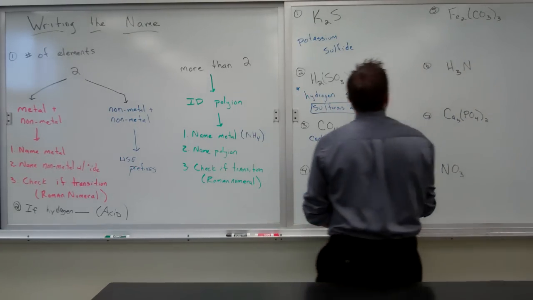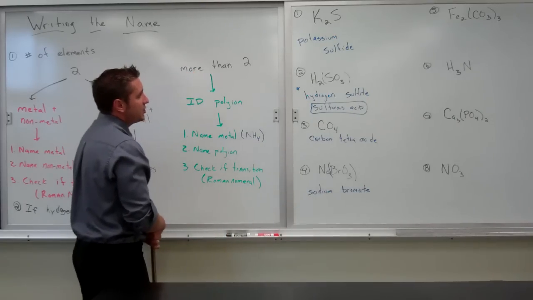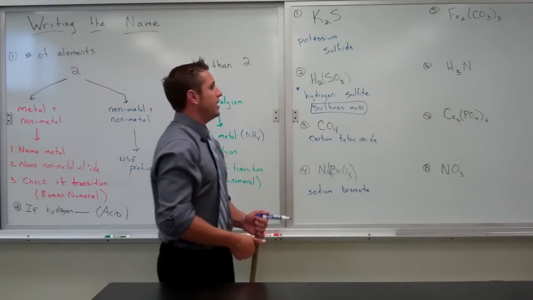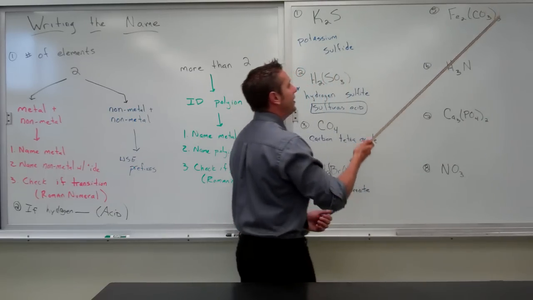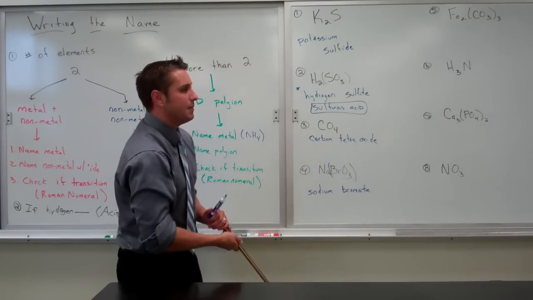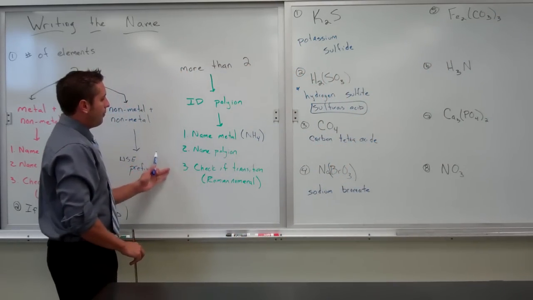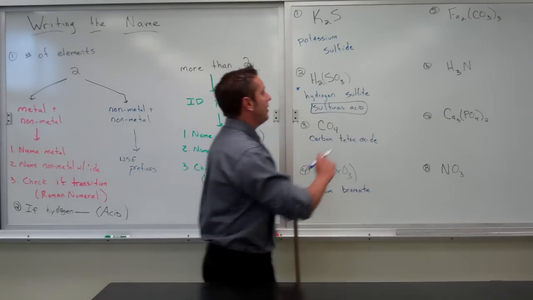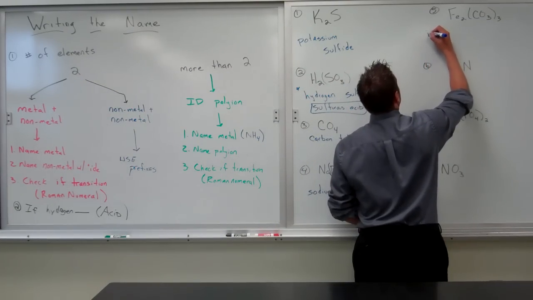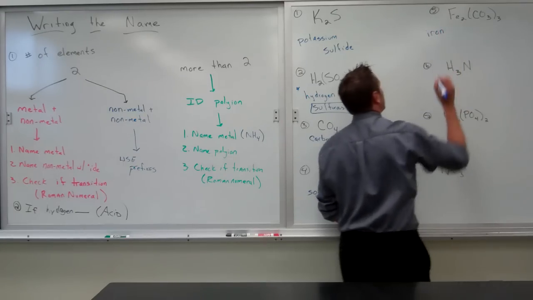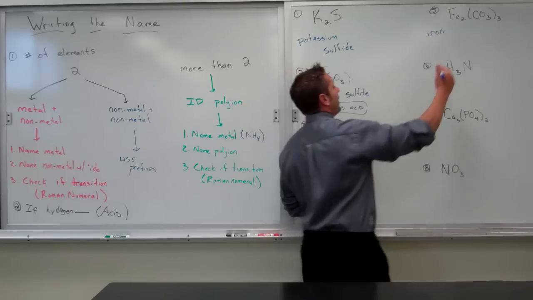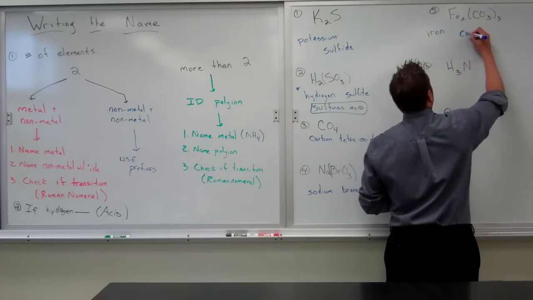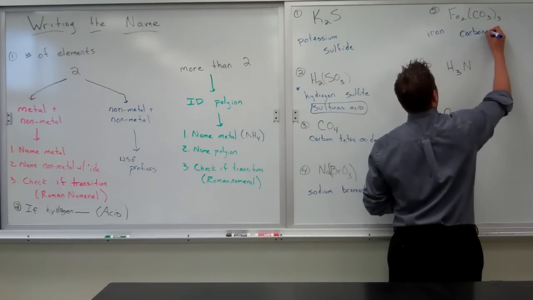Moving on to 5. Number 5 says Fe2(CO3)3. If you take a look, 1, 2, 3 elements, which means there's a polyion. It's already ID'd because it's in parentheses, so we follow our polyion steps. Name the metal. Fe is iron. Name the polyion. CO3 is carbonate.